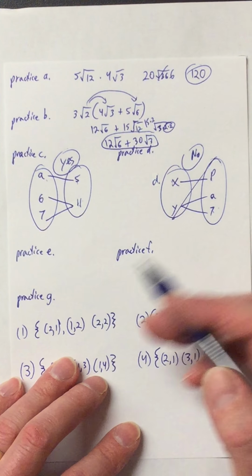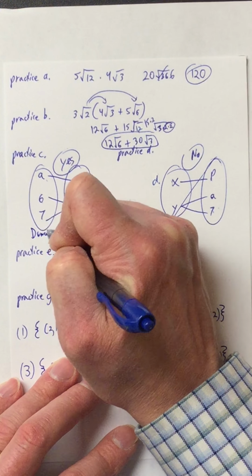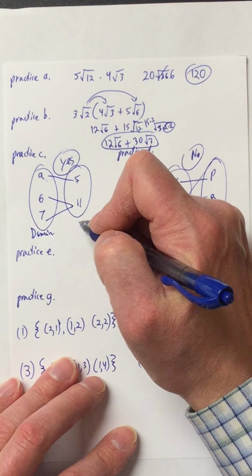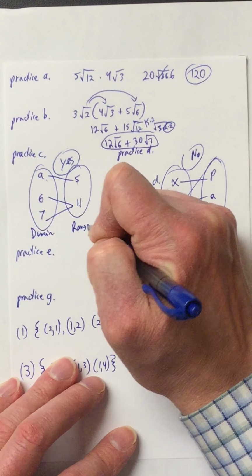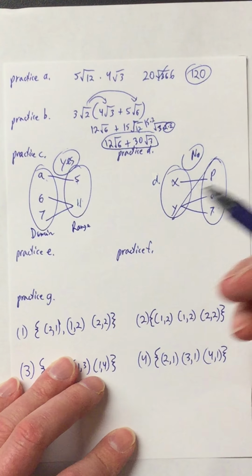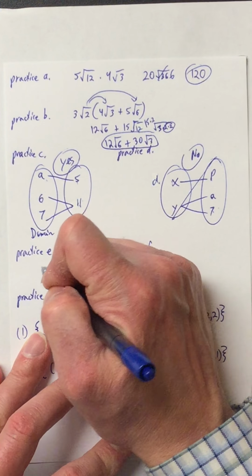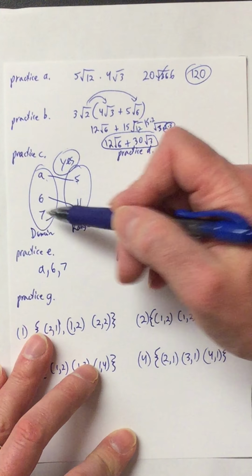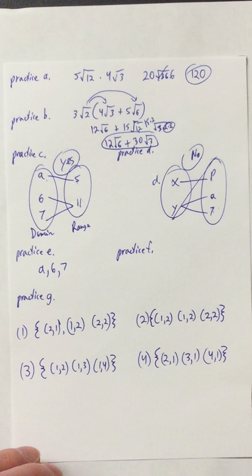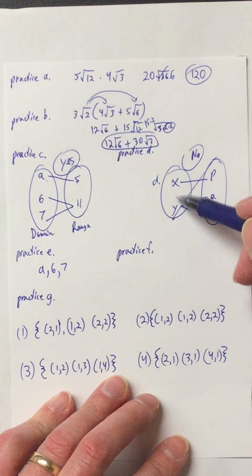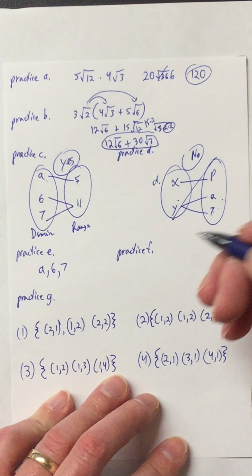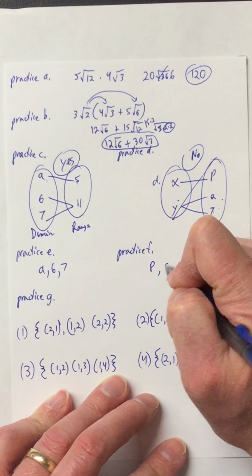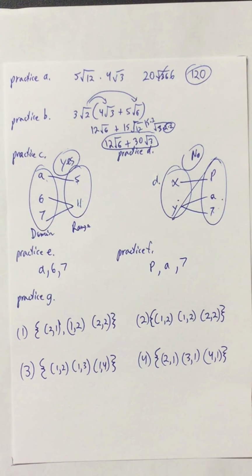Okay, practice problem E asks me, what is the domain for problem C? Well, if you remember, the domain is all of the first parts, and the range is all of the second parts. So simply, my domain for practice E is A, 6, and 7. That's all that's in that set. All right, practice problem F asks me, what is the range for the diagram in problem D? Well, this is my domain, this is my range, so my range is P, A, and 7.